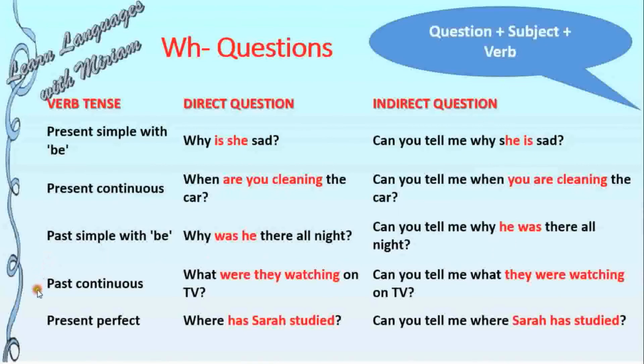Let's continue. With past continuous. What were they watching on TV? Indirect, can you tell me what they were watching on TV? Present perfect. Where has Sarah studied? Indirect, can you tell me where Sarah has studied?